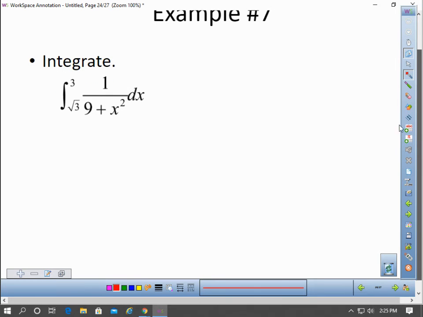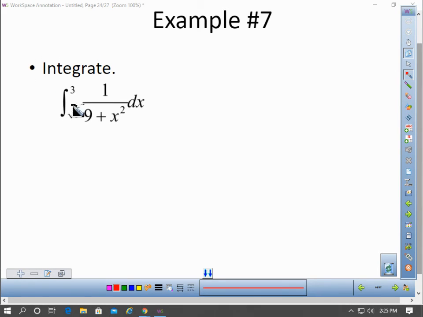I wanted to do at least one where we have limits of integration, okay? So we've got one where we have to at least figure out the answer, which would be the area under the curve, right? So this is going to be the area under this curve between radical 3 and 3, right? So we're going to find the area. So we have to figure out what this is. Well, 1 over 9 plus x squared, oh, looking at that, that is a tan because it doesn't have a radical on it. So this is the arctan, right?